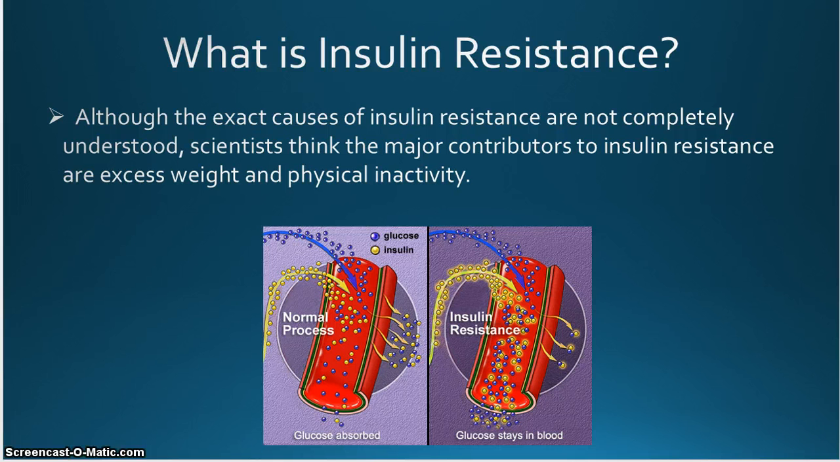We've got the glucose going in, we've got the insulin going in, and we can see that there's a lot more insulin, but not very much glucose is coming out of the artery to feed the cells. It stays in the blood. The body is resistant to the effects of the insulin. That can't be a good thing.